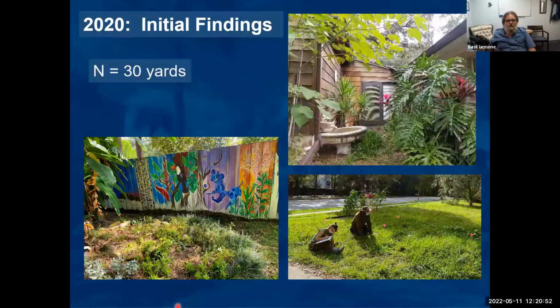So what I'm going to talk to you about today is just our initial 2020 findings. We're still processing the data from the 2021 field season. It's been pretty intensive. In total, we have 90 yards, but I'll just show you the 30 that we sampled in the first field season here.